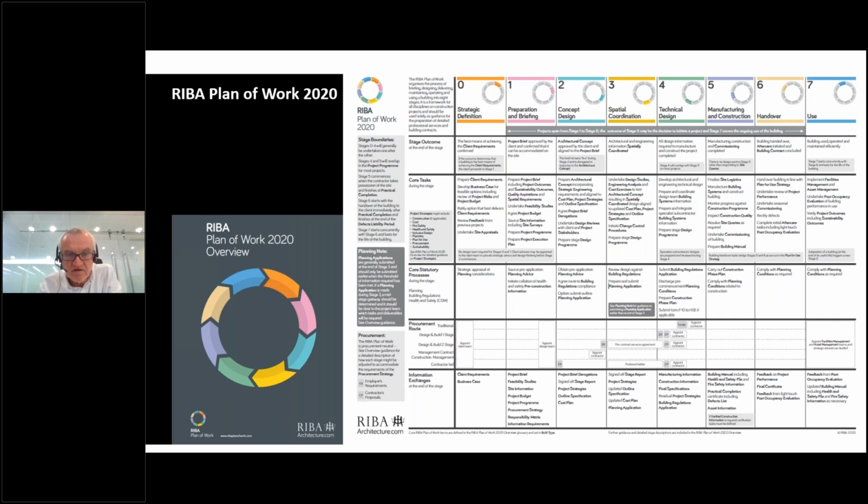The major change in terms of the stages was that we changed stage 3 to spatial coordination, and we added manufacturing to stage 5 to recognize that we're shifting to a new way of doing things. Next slide.